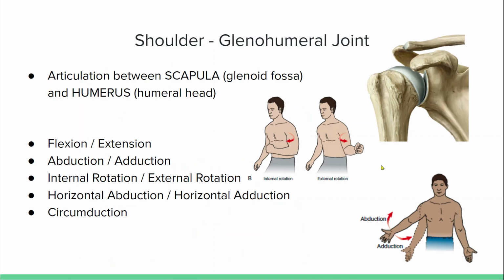The shoulder, or the glenohumeral joint, the GH joint for short, is an articulation between the scapula and the humerus, and you can flex and extend in the sagittal plane, abduct and adduct in the frontal plane, and you can have internal rotation, external rotation, or medial and lateral rotation in the horizontal plane. Since our scapulae are not connected by a bone, if you raise your arms to 90 degrees of abduction, you can have something called horizontal abduction and horizontal adduction. And you can also circumduct.